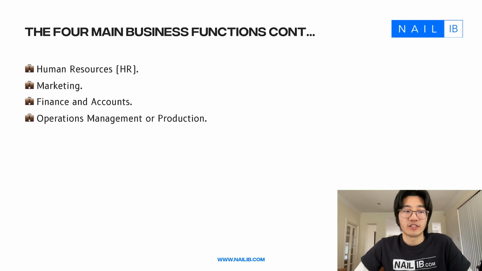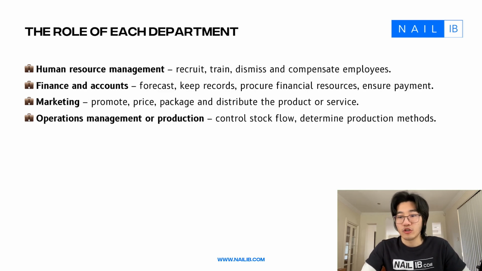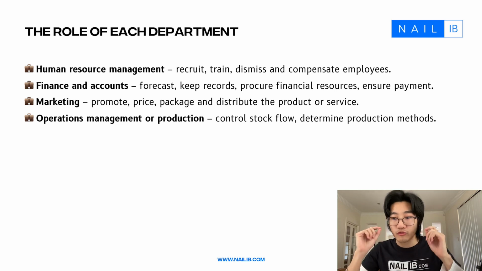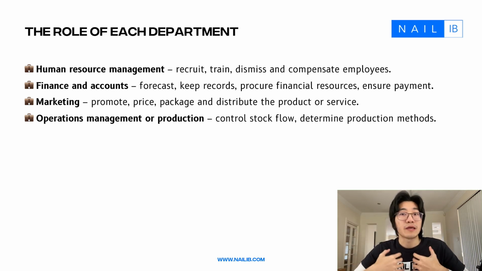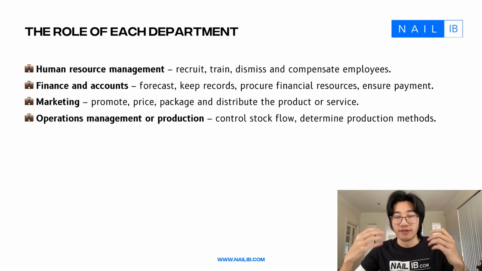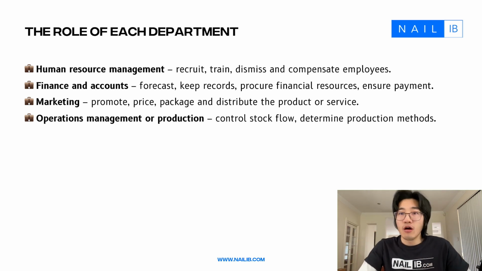So what is the role of each department? Well, firstly, your human resource management is involved with ensuring that you have the appropriate people that are employed to make the product or the service, and that the people are adequately rewarded for doing so. And so to accomplish these goals, your human resource department must recruit employees, they must train employees, dismiss employees if they are not following business procedures, and compensate employees for work that is done to a really high standard.